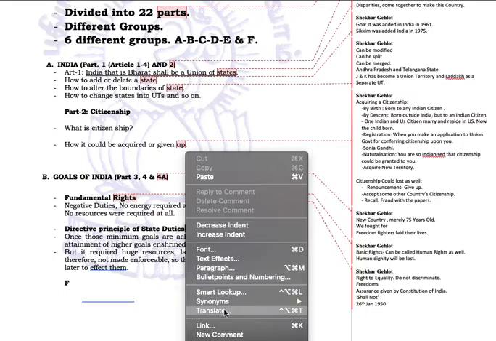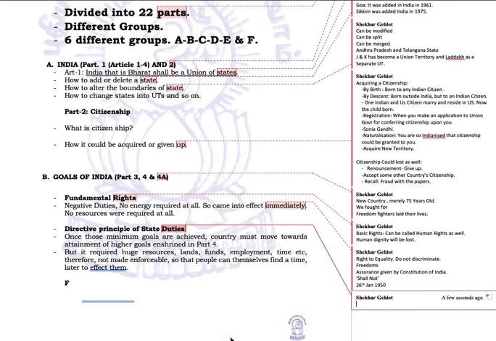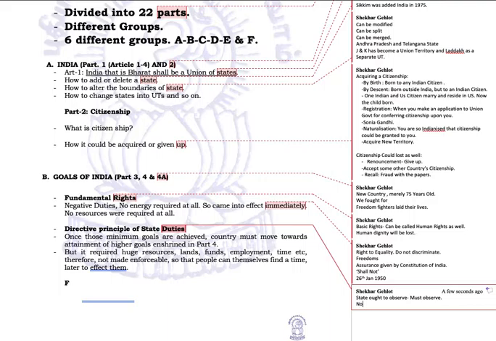However, these are only guidelines which the state ought to observe. It's not that the state must observe them. These are those principles which our founding fathers thought the state should follow. They should take light from these guidelines, but they were not made enforceable. These are non-justiciable.